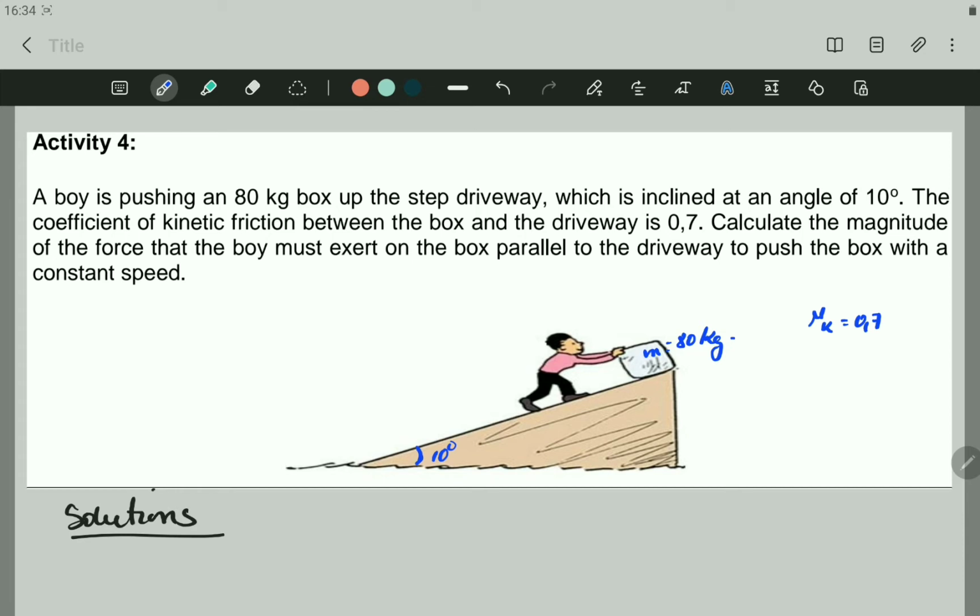Calculate the magnitude of the force. They're asking you for the magnitude of the applied force, that is the question mark, that the boy must exert on the box parallel to the driveway to push the box with a constant speed. So the force must be parallel. He's pushing it parallel to the driveway. That is important data. So the speed of the object is constant. If the velocity is constant, the acceleration is equal to 0.